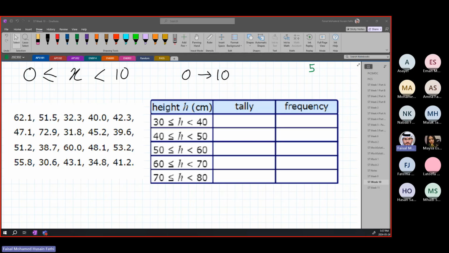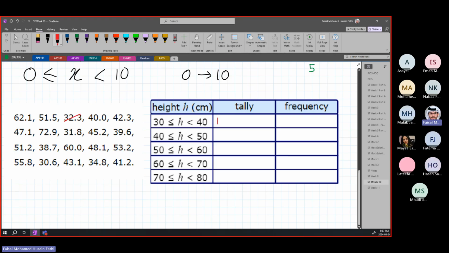So how are we going to do that? We're going to look at any value that is larger than 30 but less than 40, including 30 itself. So here we have 32.3, that's 1. We go in order. This is 40, but we are not including the 40 in the first one because it's less than but not equal to. Then we have 31.8 here, then 39.6, then 38.7, then 30.6, so we cross it out. Then we have 34.8 here, and that is 5 plus 1, which is 6 for the first frequency.